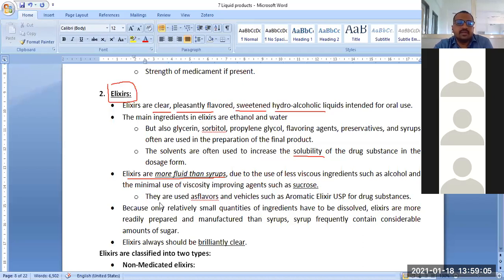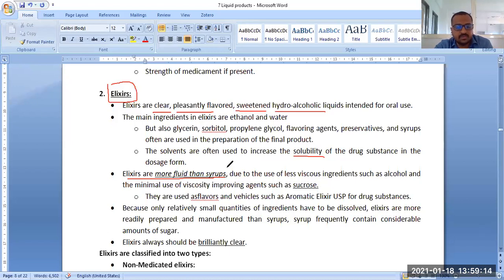Okay, so it is an elixir preparation, monophasic liquid preparation, more fluid than the syrup. Means syrup की viscosity ज्यादा होती है as compared to elixir. Elixir की viscosity कम होती है due to the use of less viscous ingredients such as alcohol and minimal use of viscosity improving agents such as sucrose. Because in a syrup highly concentrated sucrose is used that enhances the viscosity, but elixir में हम ऐसा कुछ नहीं use कर रहे, हम हाइड्रो अल्कोहल यूज कर रहे हैं. That's why its viscosity is lower as compared to syrup.